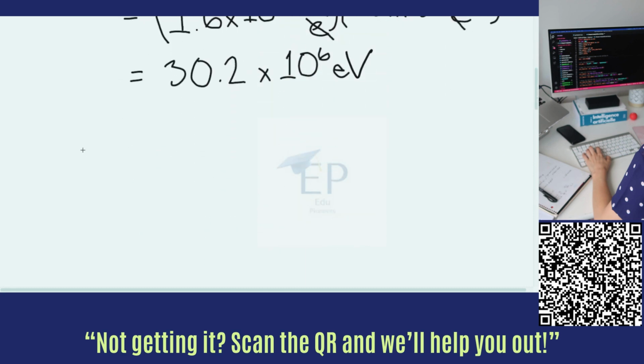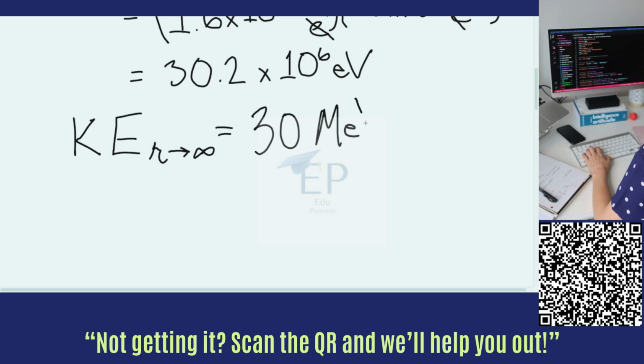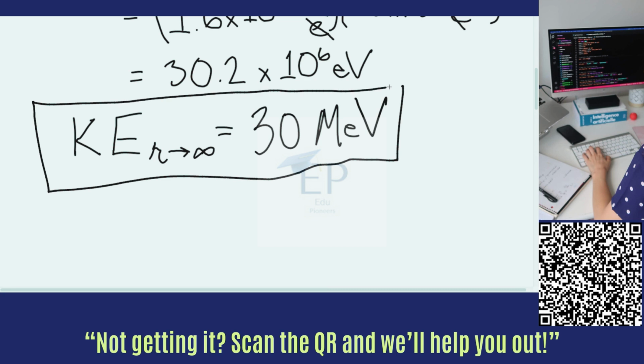which matches the answer in the back of the book. The kinetic energy of the alpha particle, as it goes from contacting the Fermi atom to infinity, is equal to 30 mega electron volts, dropping down to two significant figures. And that's our answer.